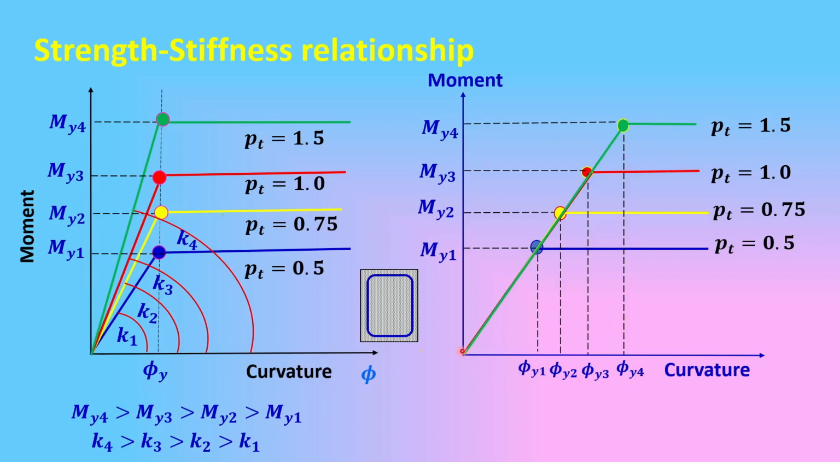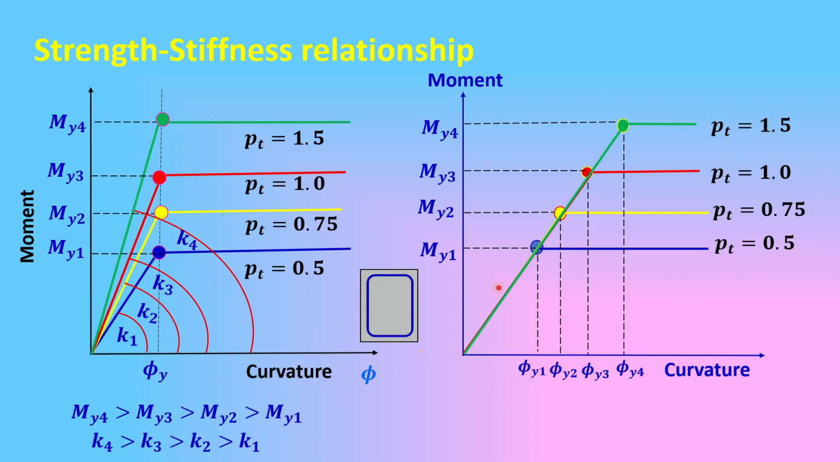Everywhere, my stiffness remains the same as the initial, because the code says stiffness is not influenced by the amount of steel or the strength. Okay, if the code was right, then one problem is there. The yield curvature is changing at every case. Yield curvature is more in phi y2, the second case, then still more in the third case, and still more in the fourth case. But actual reality you have seen in the moment curvature diagram, the yield curvature does not change with this change of strength.